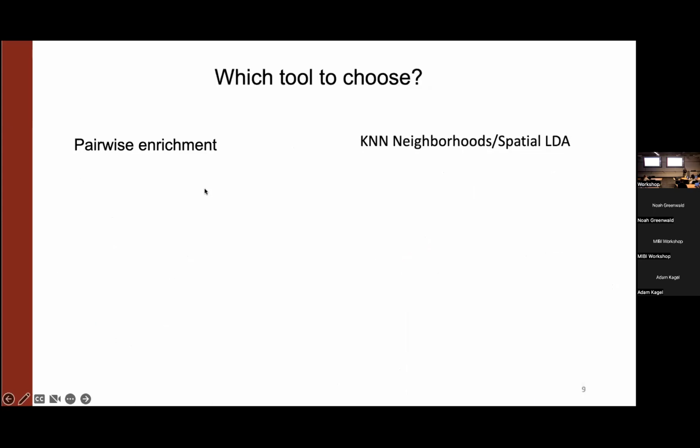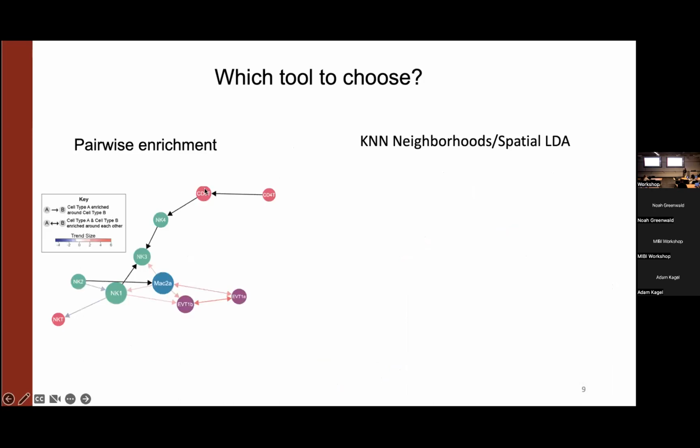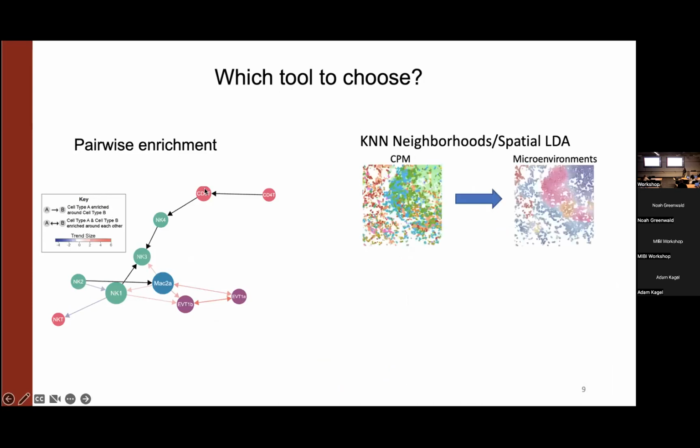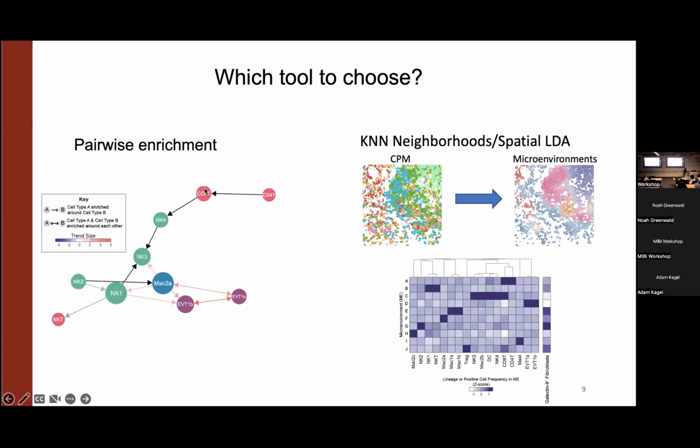Okay, so we promised at the beginning that we're going to tell you which tool to use. So which tool to use? If you are interested in creating a roadmap of interactions between the various cell types, pairwise enrichment could be the way to go, because you can assume that if two cell types are preferentially enriched around each other, perhaps they're indeed interacting. But if you're more interested in the overall structure and compartmentalization and things like that, KNN neighborhoods or spatial LDA would be more informative.